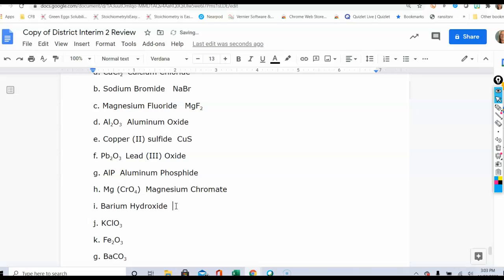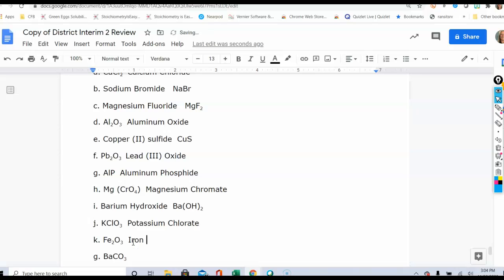Next one, I have barium hydroxide, which is a combination of Ba2+ and OH with a 1- charge. So I end up with Ba(OH)2, whoops, I put the 2 in the wrong place, with the 2 on the outside of the parentheses. The next one is a metal with a nonmetal polyatomic. So this is going to be potassium, and chlorate is the polyatomic name. And yes, I would look these up on my polyatomic list.